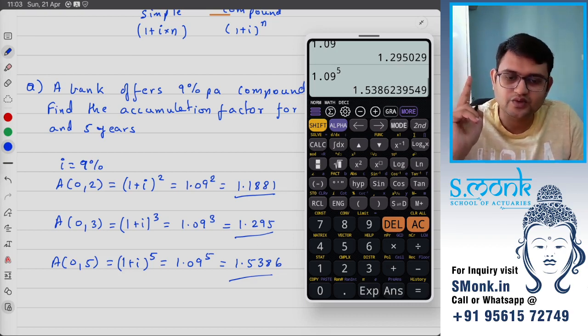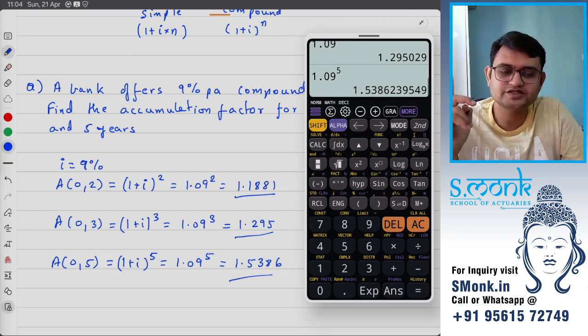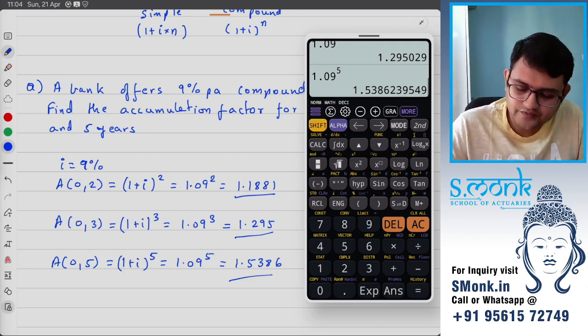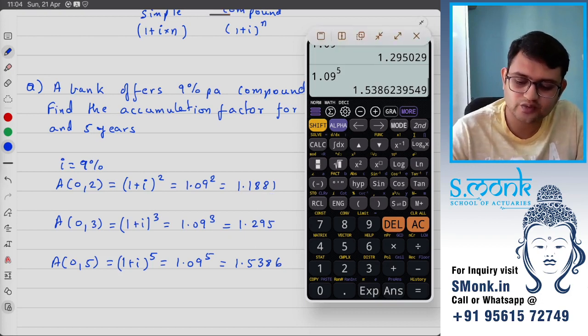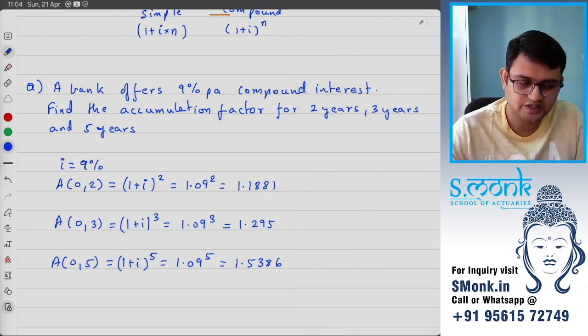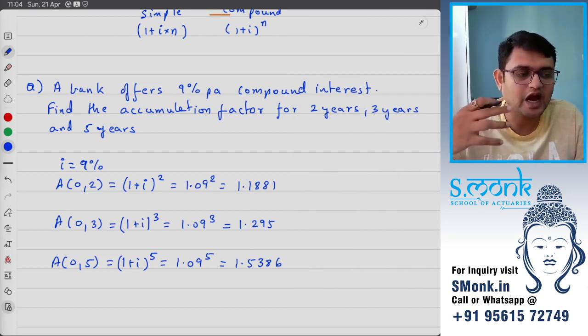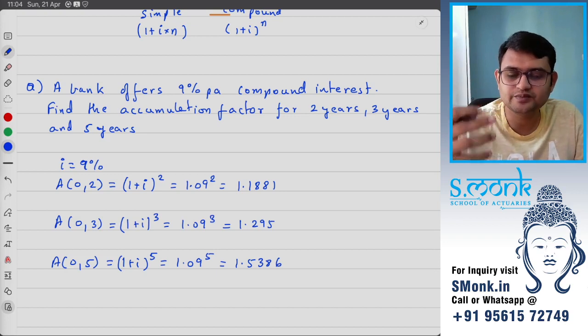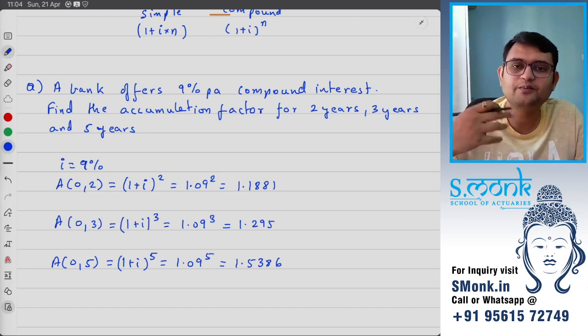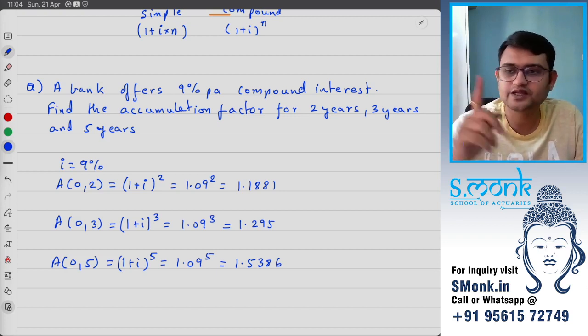Then 1.295 after 3 years and 1.5386 times after 5 years. This is what accumulation factor means. The amount of investment does not matter. We are just finding how much will it be in terms of per 1 rupee invested.